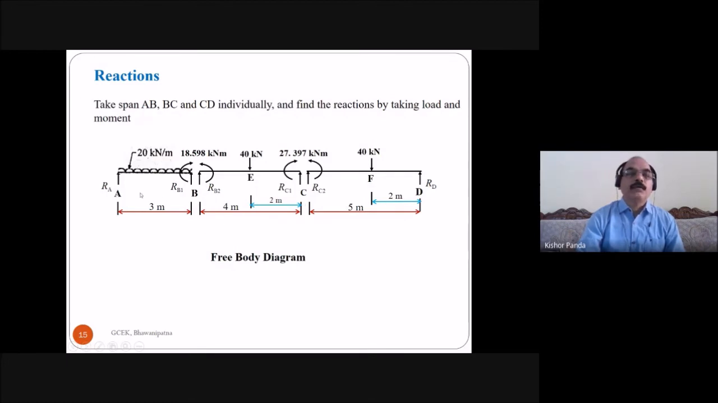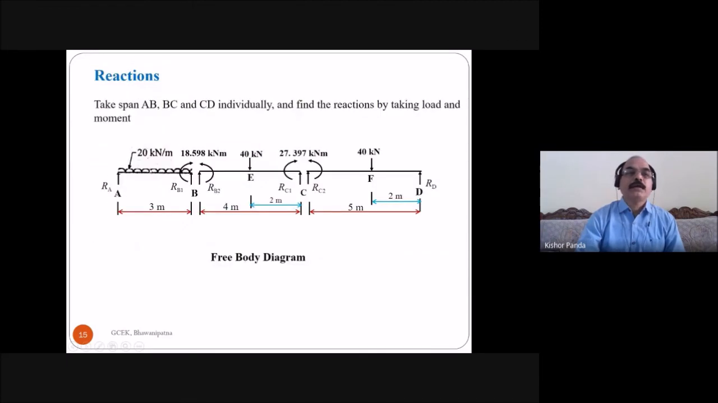So you have to find out the reactions RA, RB1, RB2, RC1, RC2, and RD. What is the total reaction at B? RB is equal to RB1 plus RB2. And what is the total reaction at C? RC is equal to RC1 plus RC2. So after getting the reaction for each span individually, you can find out the reaction of the interior support.